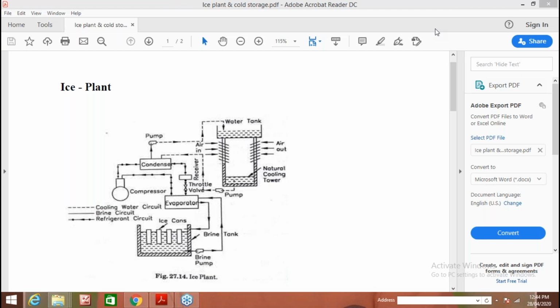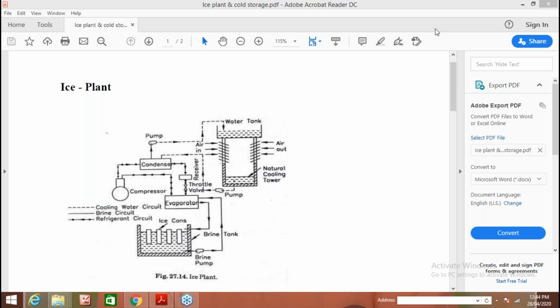Okay, so this is the ice plant. After the ice plant, in cold storage also, refrigeration and air conditioning is used. So this is an image of cold storage. What is the function of cold storage? Whatever you want to preserve is generally kept in the cold storage: vegetables, milk, fish, or anything. Okay, it is just for preservation purposes.